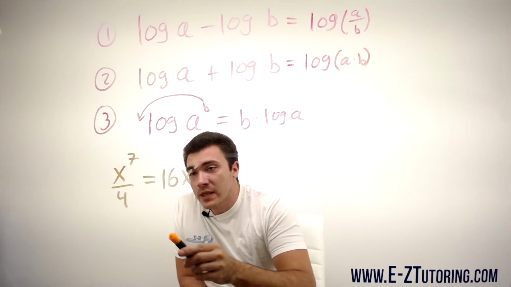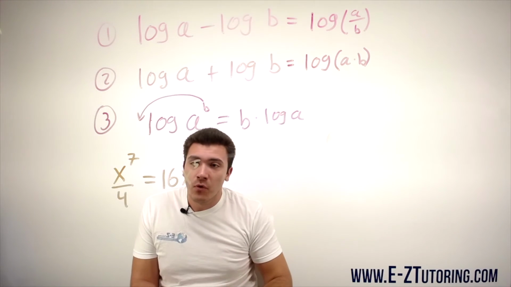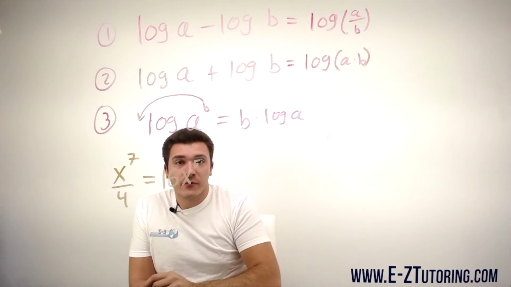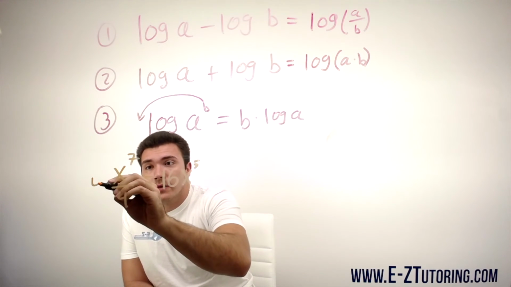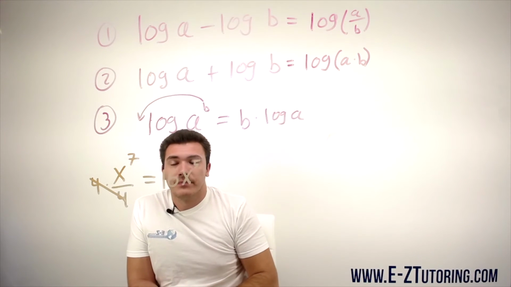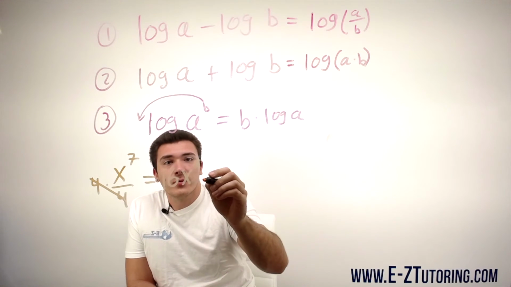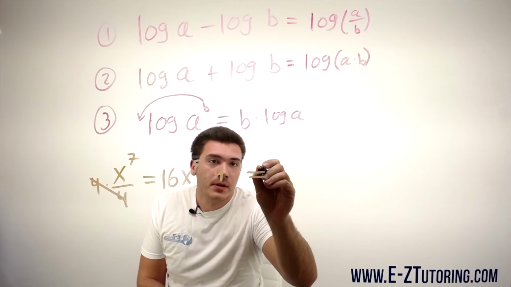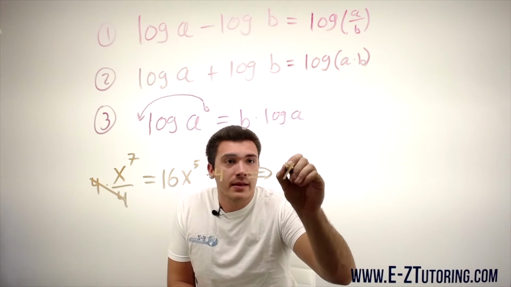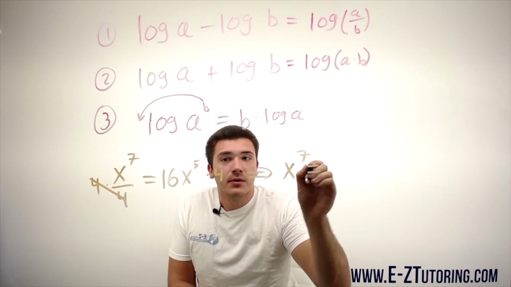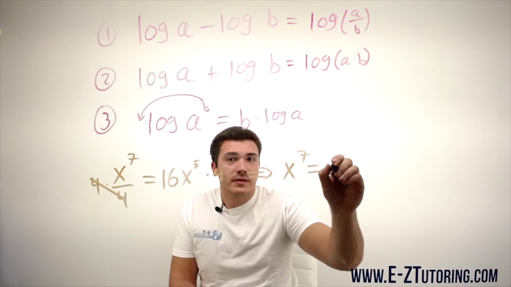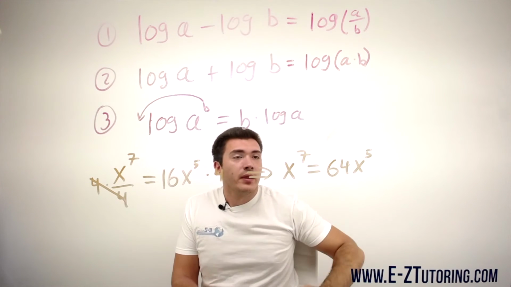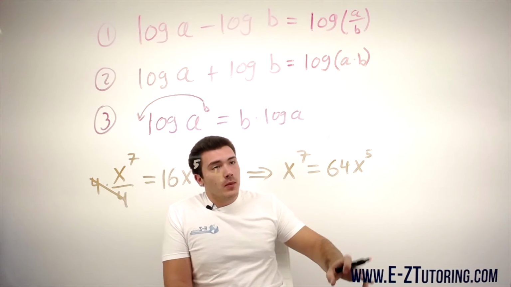So we can start by getting rid of the 4 and simplifying the numbers around. If we're dividing by 4 and we want to get rid of 4, we simply multiply by 4 and they cross out. So we multiply by 4 on both sides, and this gives us x to the 7th equals, what does this give us? 64x to the 5th. So now we got rid of the numbers.